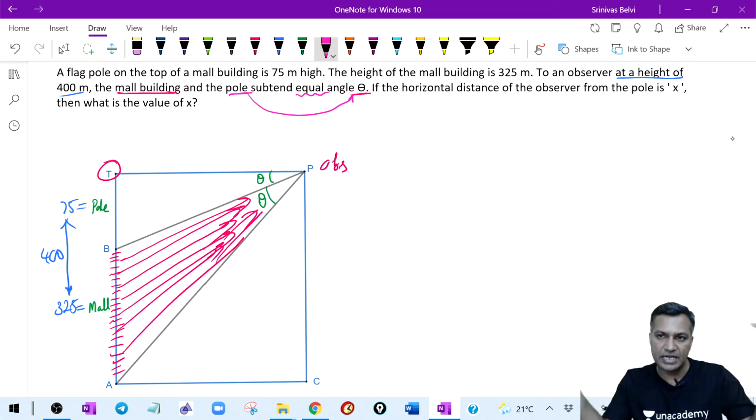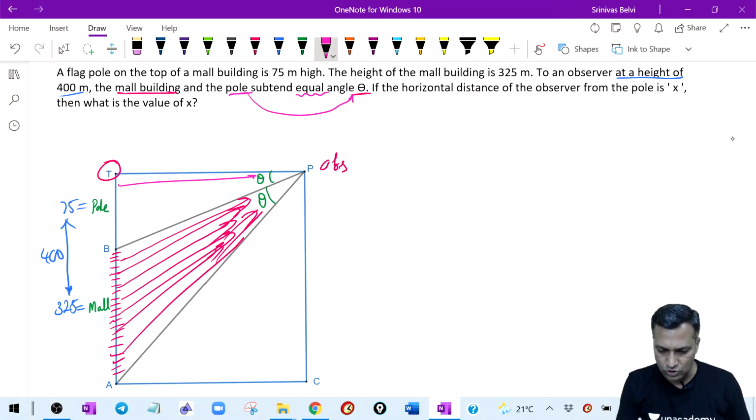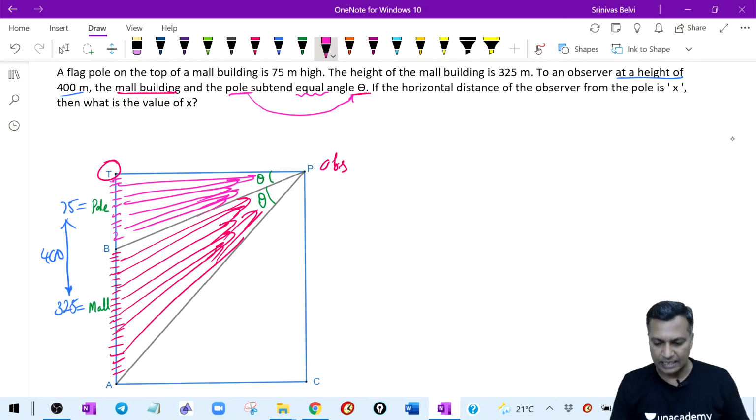He says to name it as theta, fine. So the pole also subtends the same angle theta, which is the pole, only this particular pinkish part, that also subtends an angle theta. This is the schematic diagram. Confirm to me that the diagram is clear.